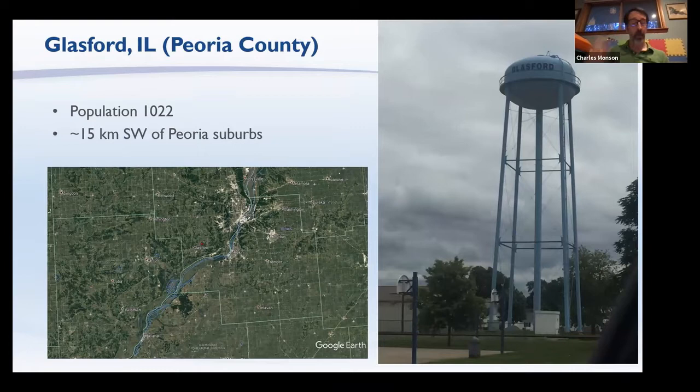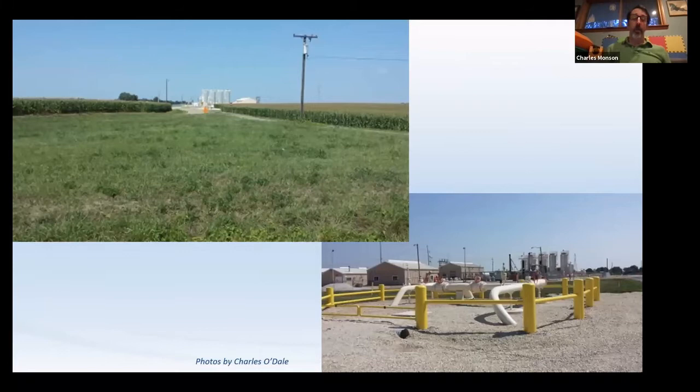As I'm sure a lot of you already know, Glasford is a village in Peoria County. It's about 15 kilometers southwest of the Peoria suburbs. Population just over 1,000 last time I checked. So if you drive a little ways northeast of Glasford, kind of towards Peoria, in between Peoria and Glasford, if you go out on Cowser Road, Kingston Mines Road, to where the Glasford impact structure is, this is what you'll see.